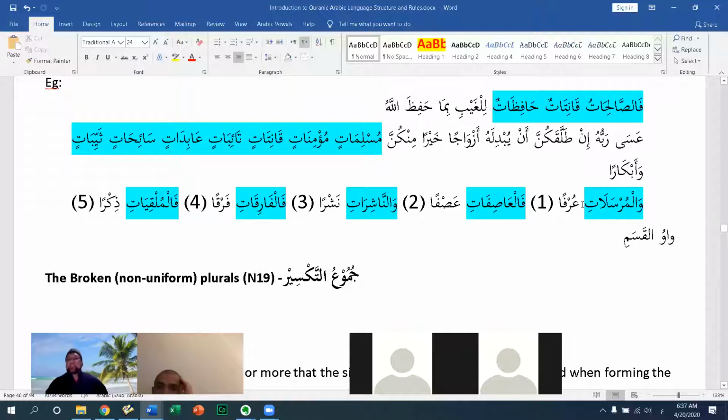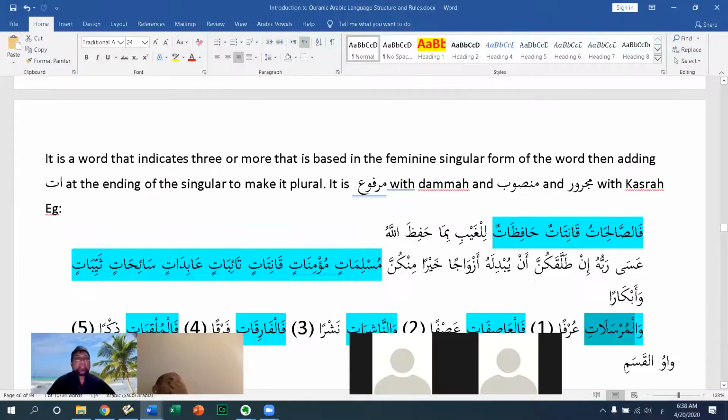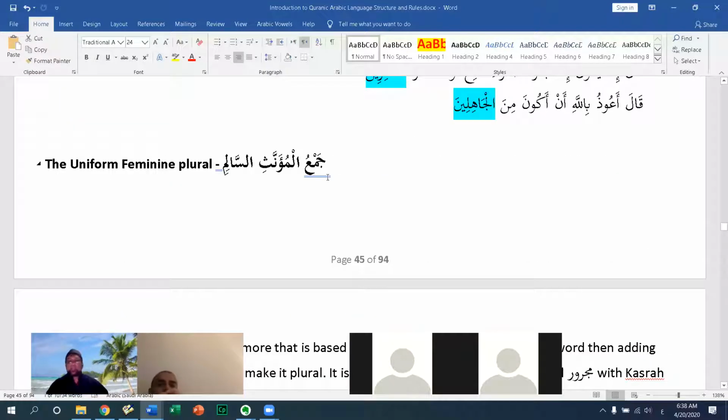So all we need from this lesson, the objective of this lesson, is just to tell us al-mursalat جمع المؤنث السالم مجرور وعلامة الجر الكسرة على آخره. The same for العاصفات الناشرات الفارقات and الملقيات. They are all مجرور بالكسرة because they're جمع المؤنث السالم.